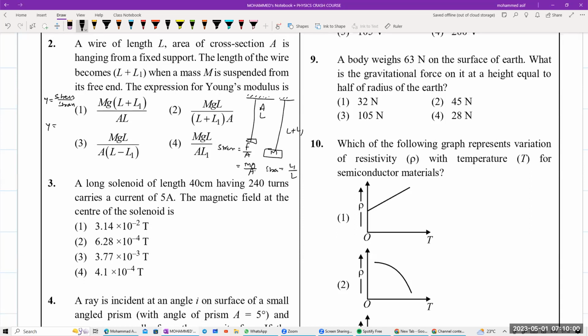So Y will be equal to mg divided by A divided by strain. Strain is equals to L1 divided by L. And Y will be equal to mg into L, this will be your mg into L divided by A into L1. Isn't it? Fourth option. Done.